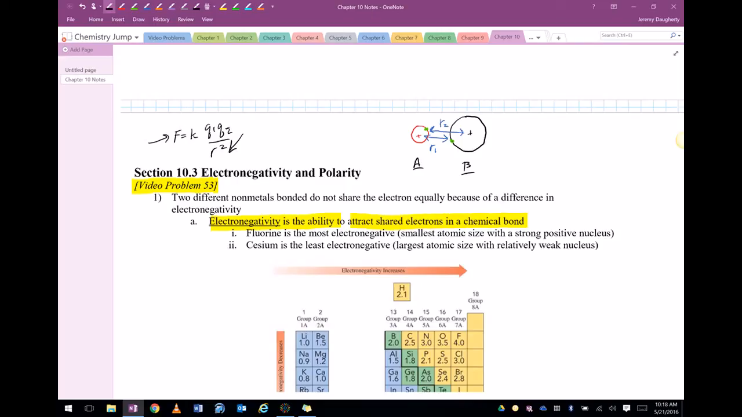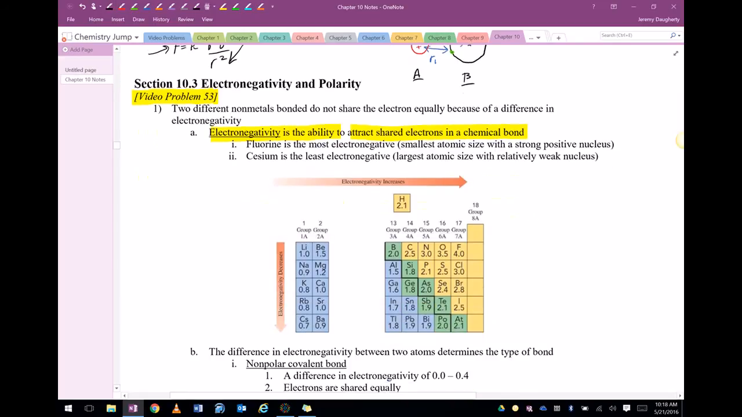And you'll see that this difference in electronegativity, this difference in the attraction for the other atom's electron, really determines whether it's covalent or ionic. But within covalent, it determines whether it's polar or nonpolar. So let's take a look at a little more about electronegativity.